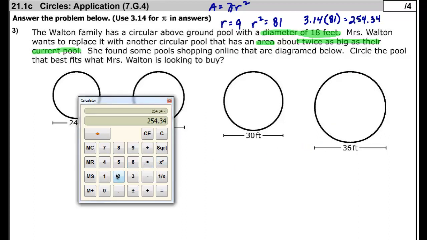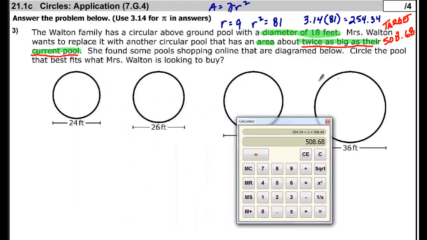And then we're going to multiply that by 2. 508.68. Let me change colors here. 508.68. Make that a little easier to read. Why do we multiply by 2? That's our target. We multiplied by 2 because we're told that it is twice as big as their current pool. So we need to figure out which of these circles representing pools gives us an area twice as big as the current one.